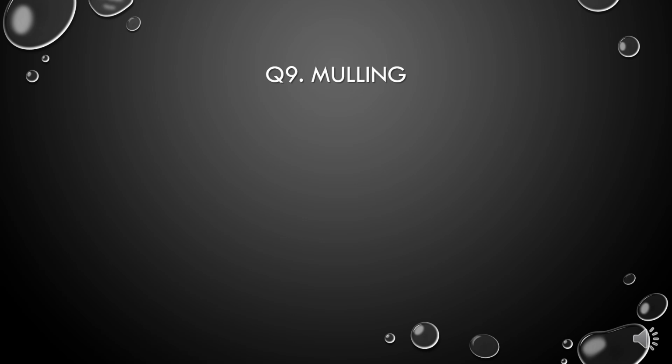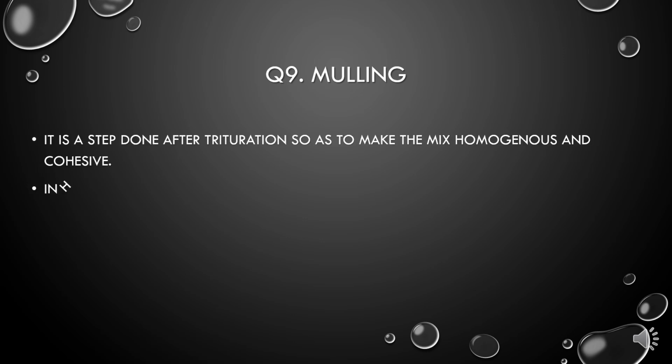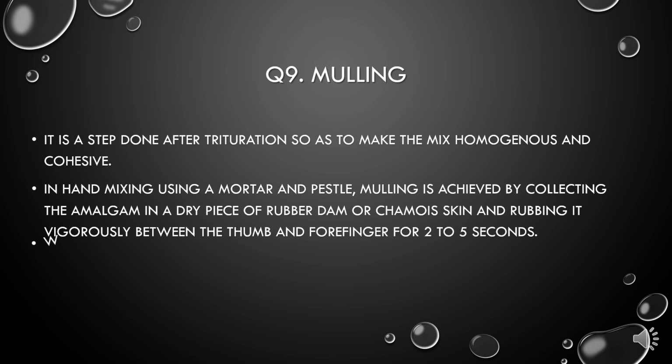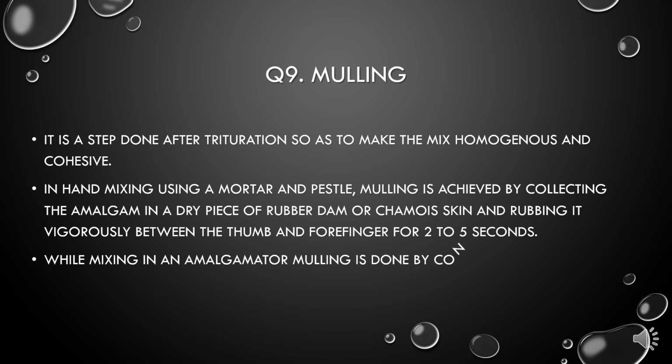Question number 9 is mulling. It is a step done after trituration so as to make the mix homogeneous and cohesive. In hand mixing using a mortar and a pestle, mulling is done by collecting the amalgam in a dry piece of rubber dam or chamois skin and rubbing it vigorously between the thumb and forefinger for 2 to 5 seconds. While mixing in an amalgamator, mulling is done by continuing the trituration for an additional 2 to 3 seconds. This way, any remnants of the amalgam on the capsule walls are collected and the mix is delivered as a coherent and consistent mass.